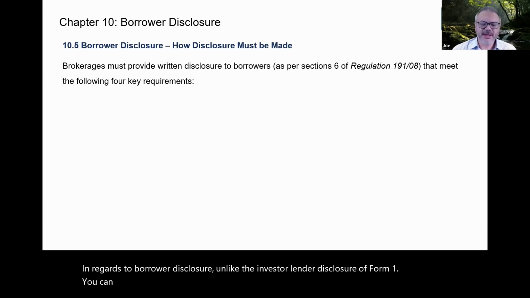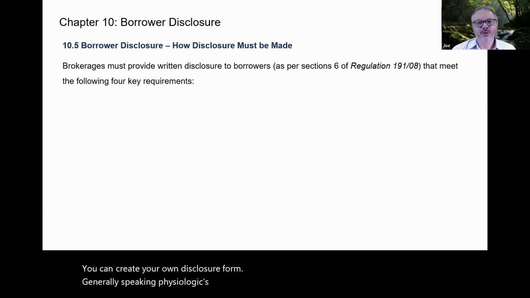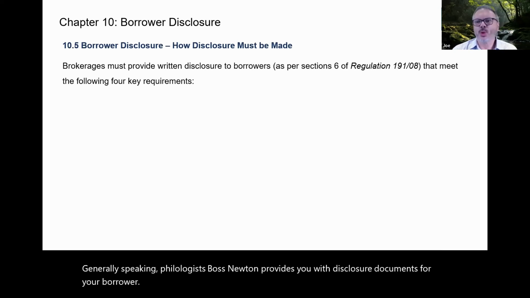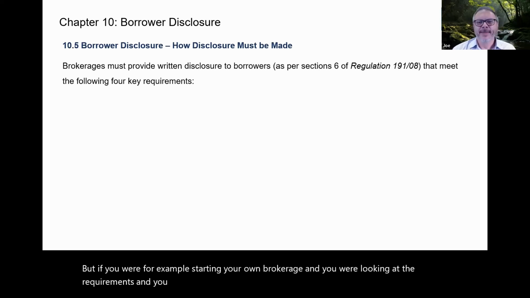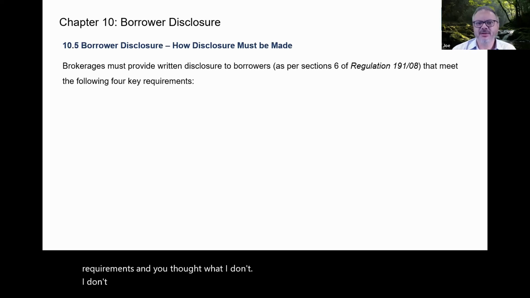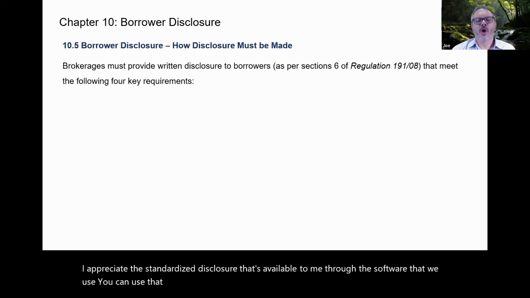So generally speaking, Philogix, Boss, Newton provide you with disclosure documents for your borrower. But if you were, for example, starting your own brokerage and you were looking at the requirements and you thought, you know what, I appreciate the standardized disclosure that's available to me through the software that we use, you can use that. However, you can also use whatever you want to give disclosure as long as it meets the requirements.